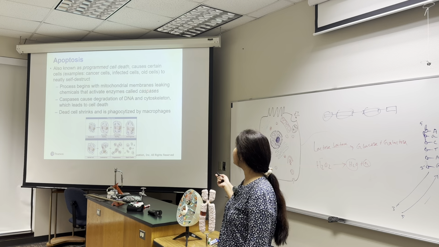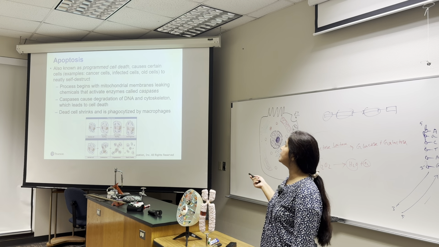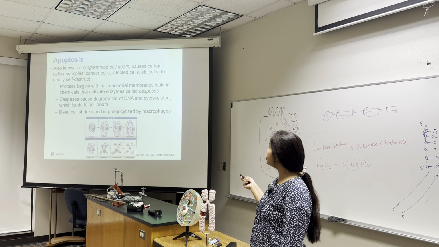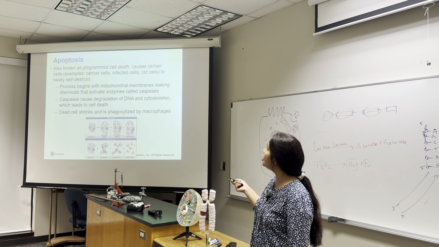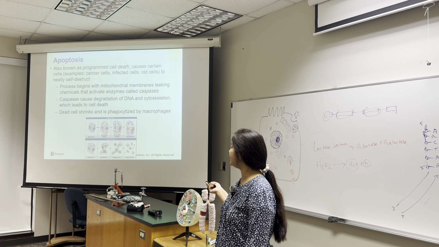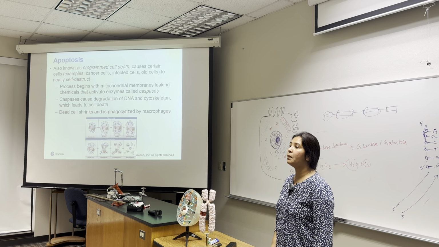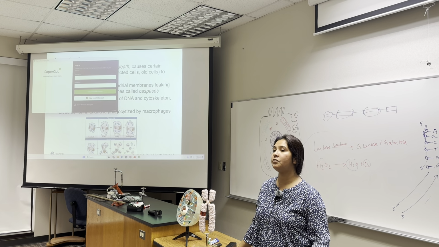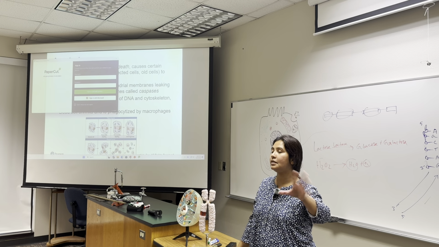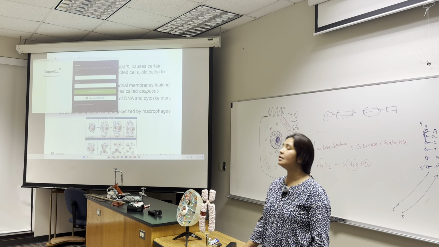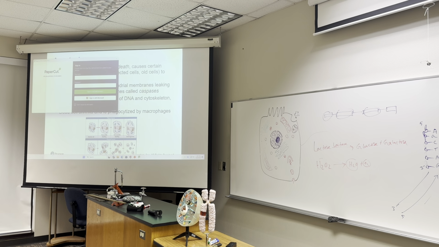The process begins with the mitochondrial membrane leaking chemicals that activate enzymes called caspases, and caspases cause degradation of the DNA and cytoskeleton, which leads to cell death. And that cell shrinks and is phagocytized by the macrophages. So after you are done, the dead cell could be what? Eaten by the macrophages.